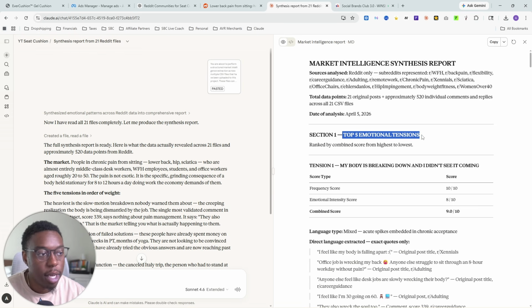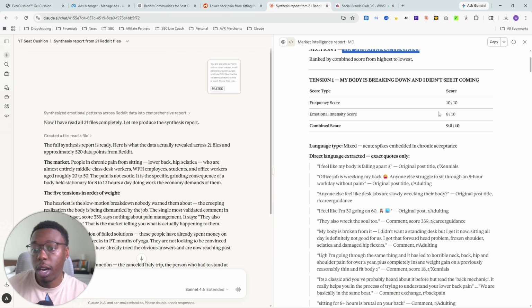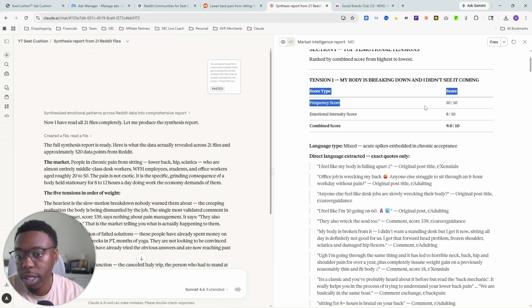emotional tensions, right? So tension 1 is "my body is breaking down, I didn't see it coming." We'll see here that there's a frequency score. The amount we see this is so high that it's rated as a 10 out of 10, and the emotional intensity score is an 8 out of 10.